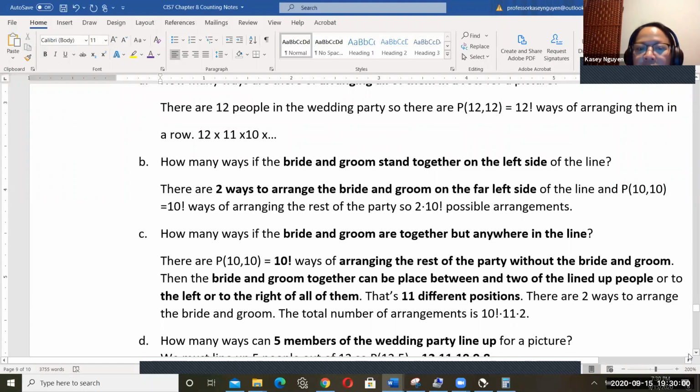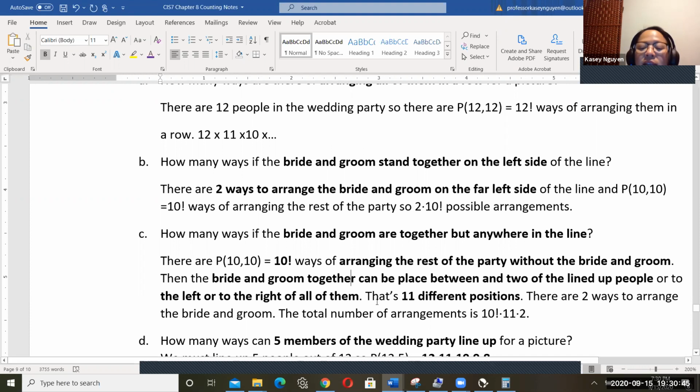And then for C, it tells you how many ways if the bride and groom are together, but anywhere in the line. So you originally have 10 factorial ways to arrange the guests without the bride and the groom. Now, if you add the bride and groom, so it says if they are together, then placed between the lineup people, left or right of them, you would have 11 different positions. So you would take factorial of 10 times 11 times 2.